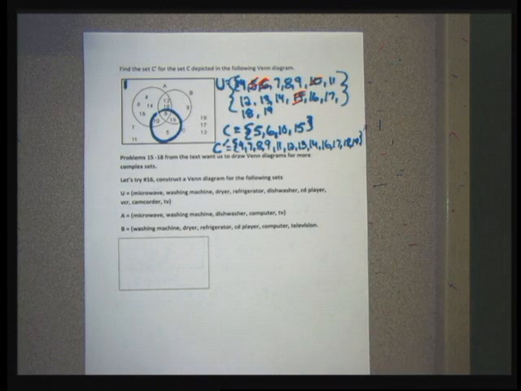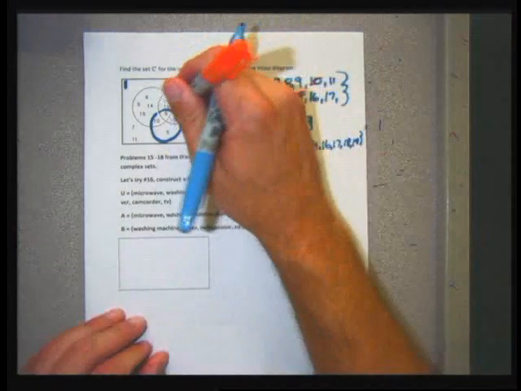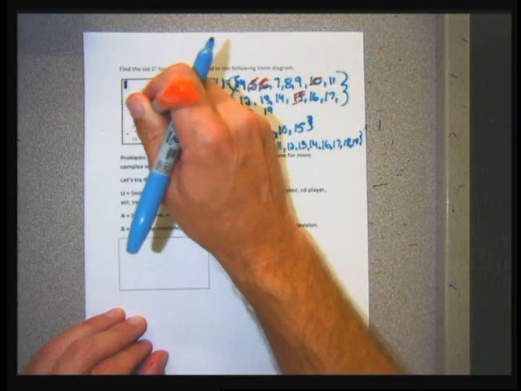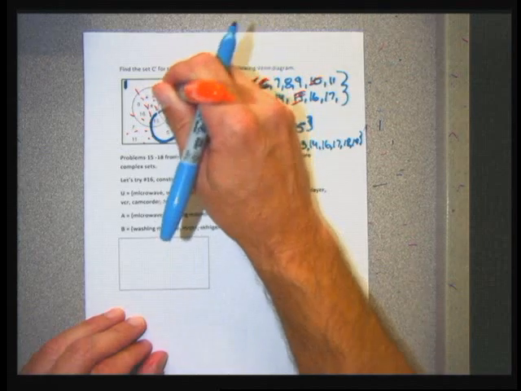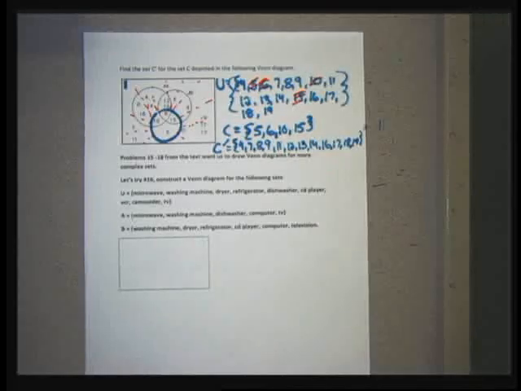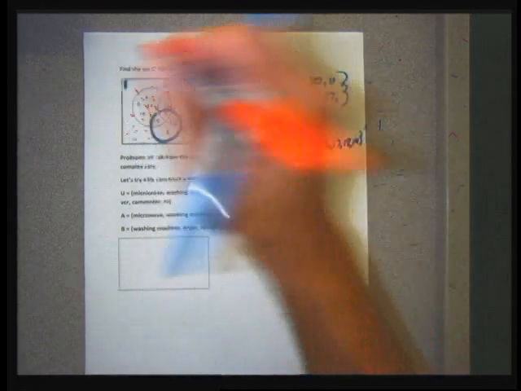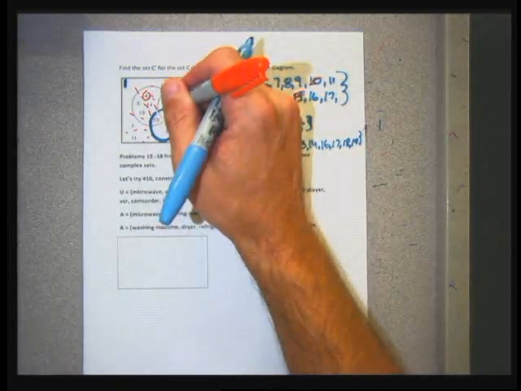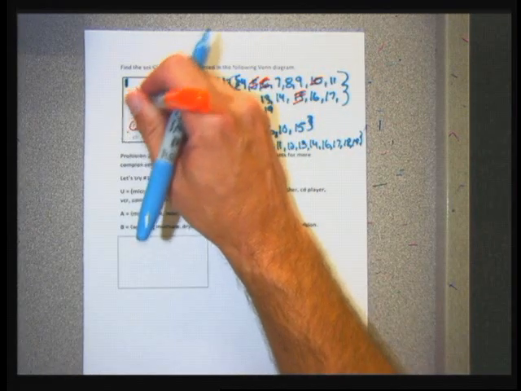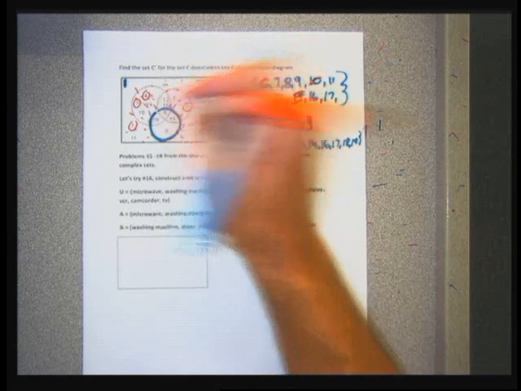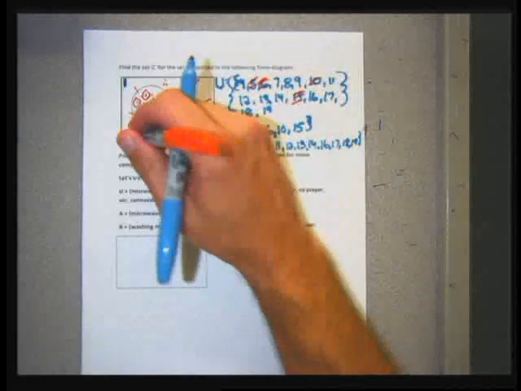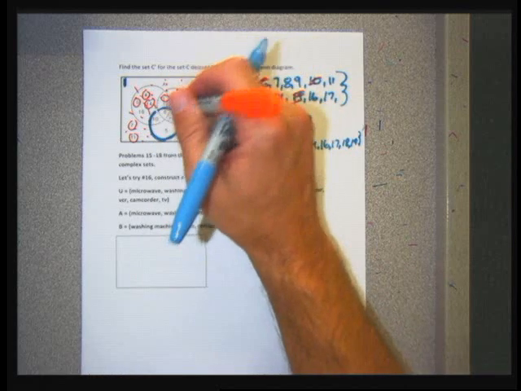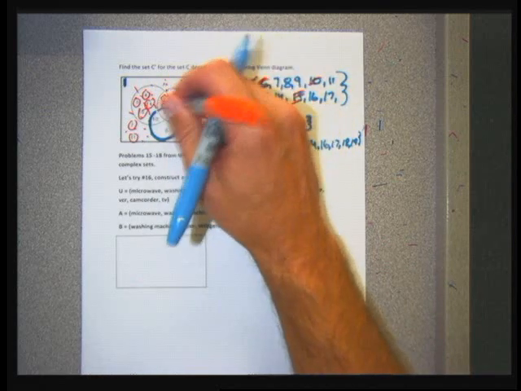If I wanted to find the complement without doing the listing, the complement of C is any number that's outside the C circle. And again, I'm not worried about whether a number is in the A or the B circle. So outside the C circle, the smallest number I see is 4. 5 and 6 are in the C circle. 7 isn't, 8 isn't, 9 isn't, 10 is, and 11 isn't, 12 isn't, 13 isn't, 14 isn't, 15 is, 16 isn't, 17 isn't, 18 isn't, and 19 isn't.